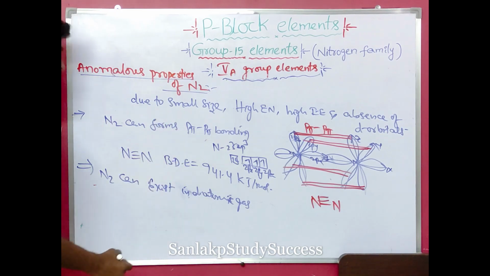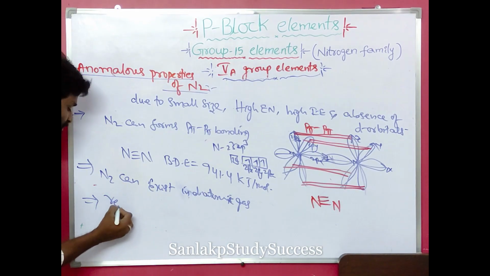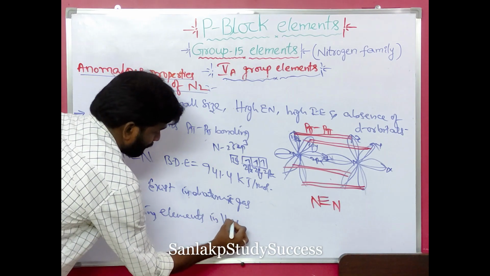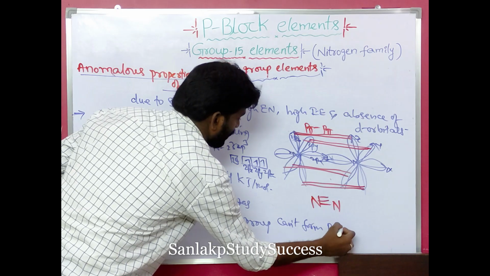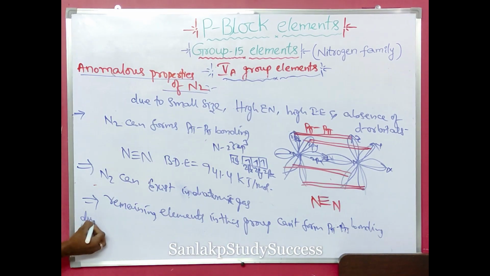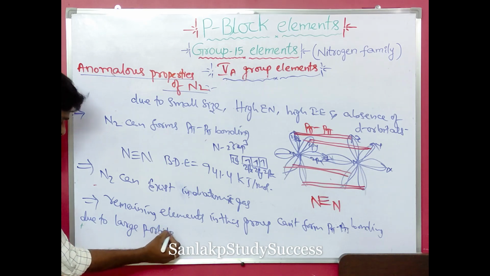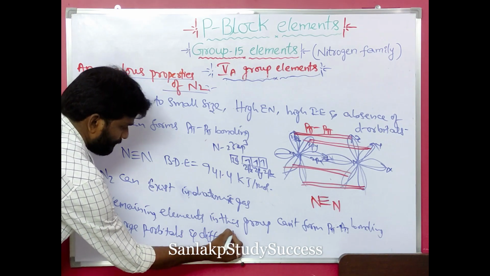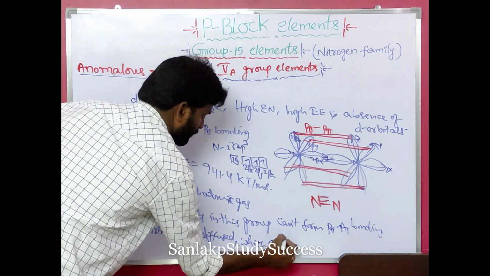And the remaining elements cannot form p-pi bonding. The rest of the members of this group cannot form p-pi bonding due to large p orbitals, that means their size is very high, large p orbitals with diffused shape, which cannot overlap effectively.